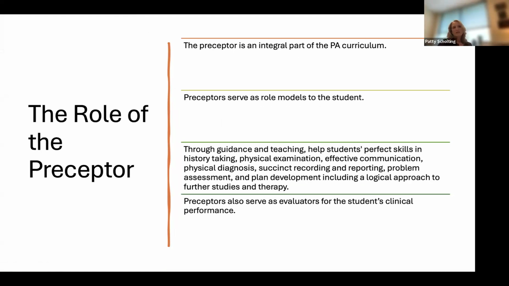The role of the preceptor. The preceptor is very much an integral part of the PA curriculum. Preceptors serve as a role model to the student. They also provide guidance and teaching and help students perfect skills in history taking, physical examination, effective communication, physical diagnosis, as well as recording and reporting communications, problem assessment, and plan development, including a logical approach to further studies and therapy. Preceptors also serve as an evaluator for the student's clinical performance, and that's an extremely important role in regards to the final grade of the student in that clinical rotation.